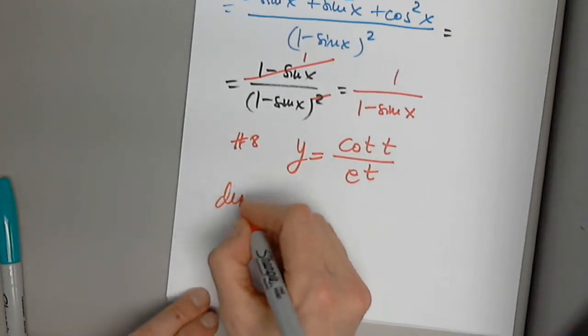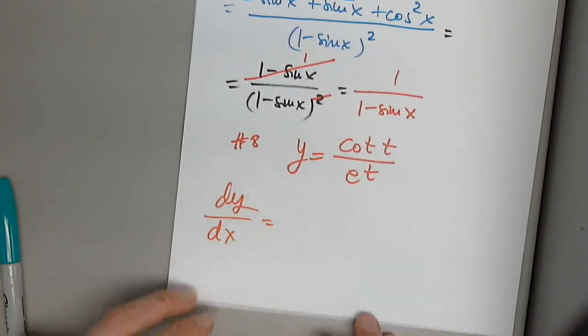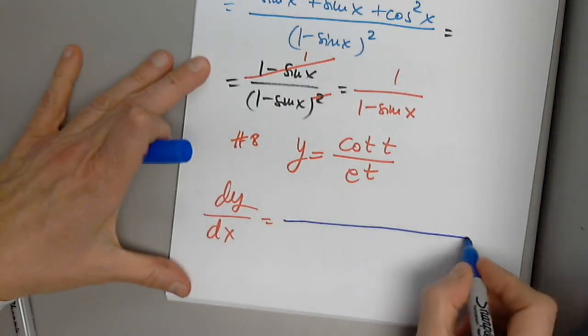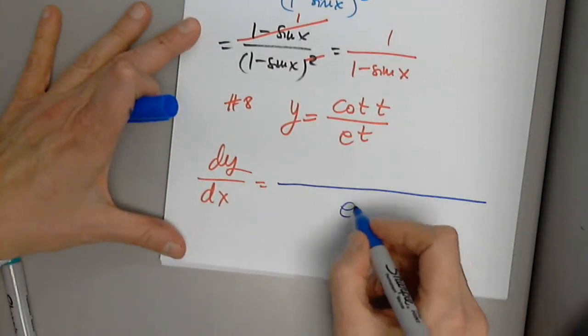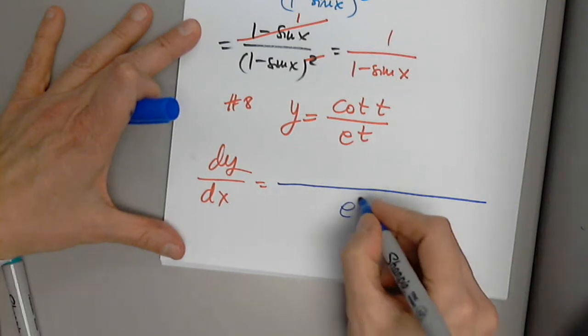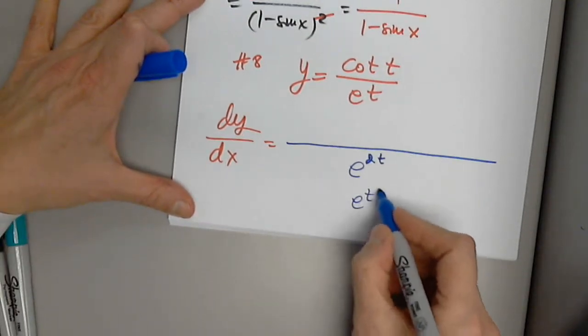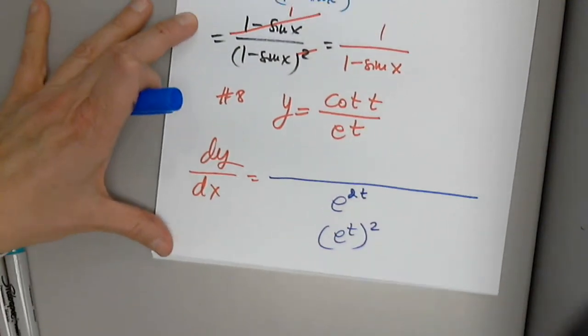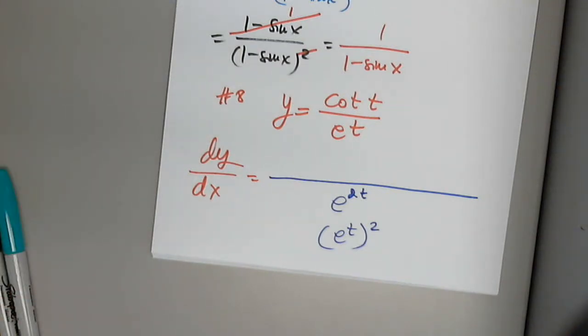So the same idea, dy over dx, it's still a quotient, cotangent at the top, e to the x at the bottom. This is a nice function, right? Good. So you can already write the denominator if you'd like to. E to t squared will be e to 2t, or you can write it as e to t squared. It's up to you. Copy the base, multiply the exponent. Okay, what do we have at the top?